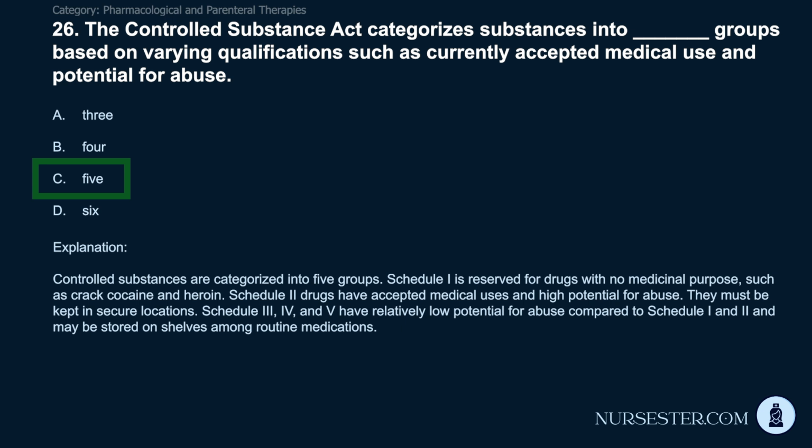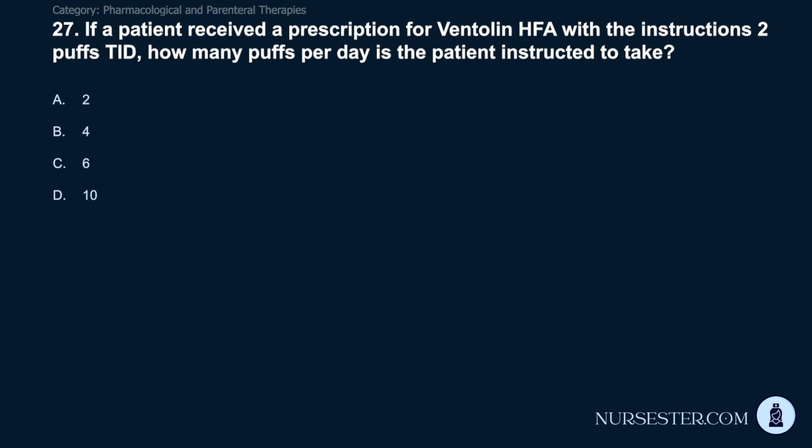Schedule 1 is reserved for drugs with no medicinal purpose, such as crack cocaine and heroin. Schedule 2 drugs have accepted medical uses and high potential for abuse. They must be kept in secure locations. Schedule 3, 4, and V have relatively low potential for abuse compared to Schedule 1 and 2 and may be stored on shelves among routine medications.